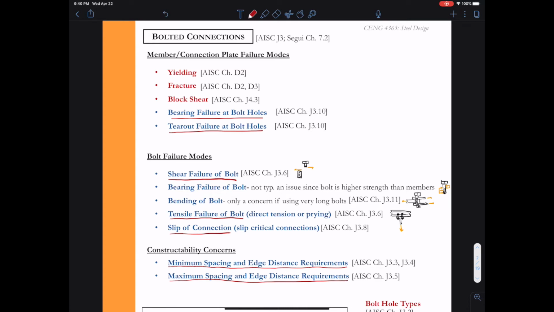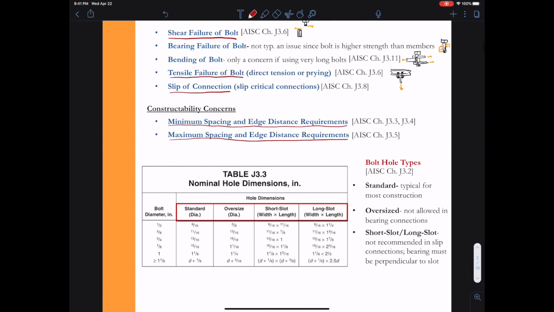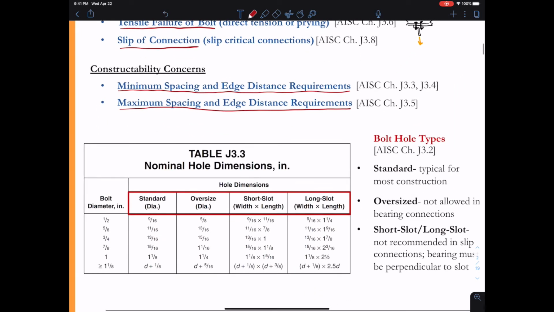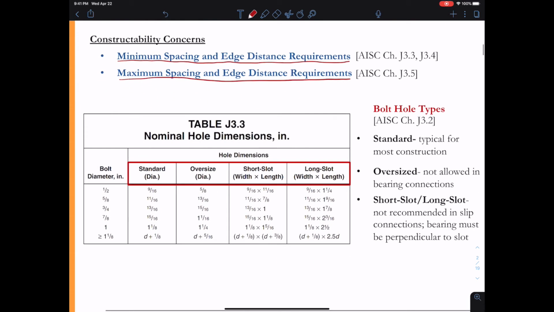Lastly, we didn't take into consideration the actual construction of the connection yet. So there's going to be two constructibility concerns, the minimum spacing and edge distance requirements, as well as maximum spacing and edge distance requirements.